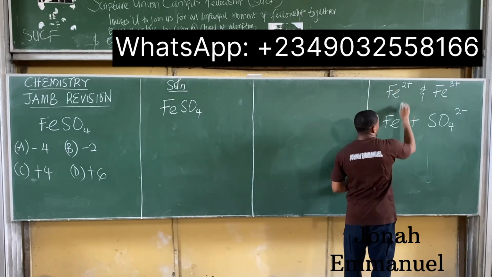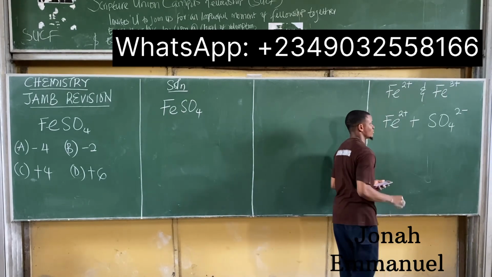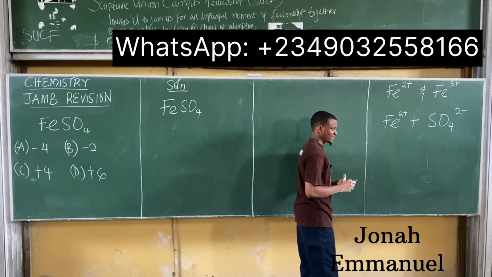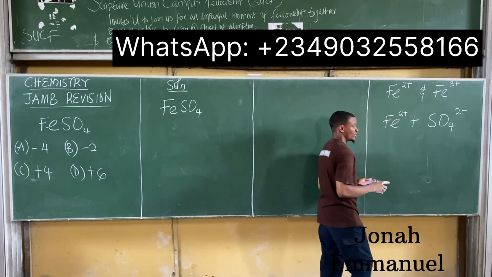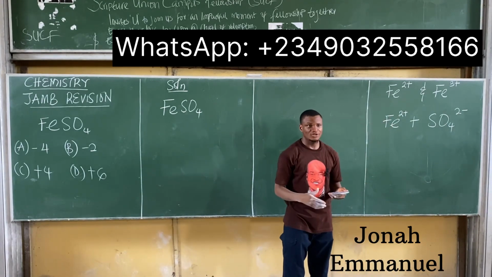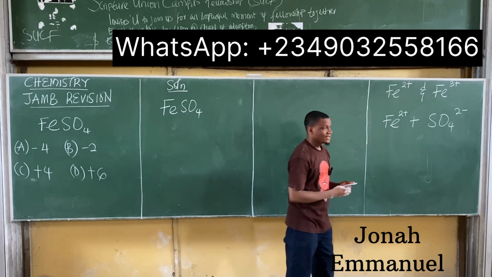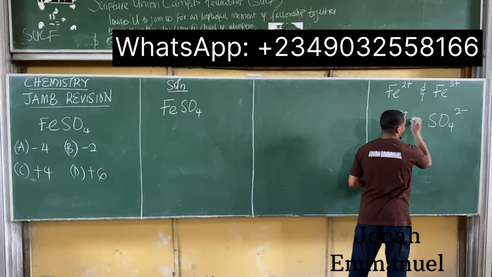Let's start with the first one, 2 plus. Let's say it's 2 plus. If it's 2 plus, what do I get? First things first, we say two ions can only combine if they have opposite charges, because unlike charges attract. Since these two are opposite charges, they can attract.